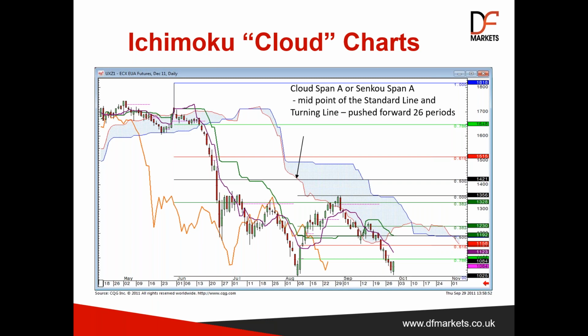So actually what you can see is that's our last candlestick there, but we have lines that are continuing out past, into the future, if you like, a little bit. And it's one of the very few charting methodologies that has any kind of application for looking forward. So that's the cloud span A. It's the middle of those first two lines, and it's pushed forward 26 periods.